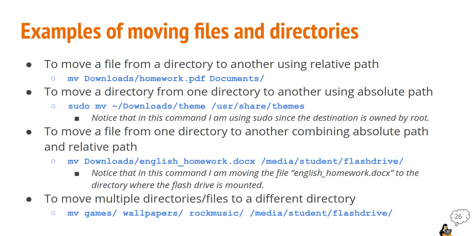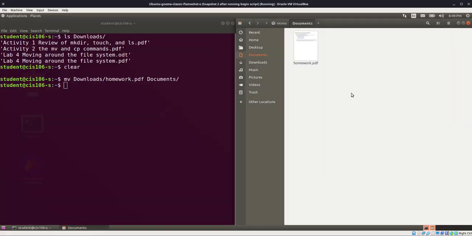For example number one, to move a file from one directory to another using relative path, assuming that your present working directory is your home directory. In this example, I have a file called homework.pdf in the downloads directory, and I'm going to move it to the documents directory. So let's go into our terminal over here. On this side, let me delete the file. I have a file manager opening the documents directory, and over here I have my terminal.